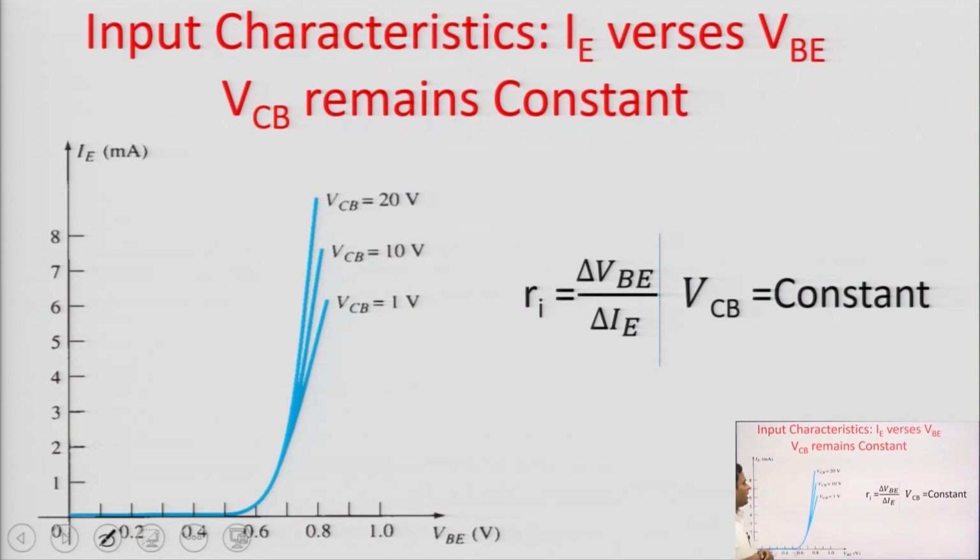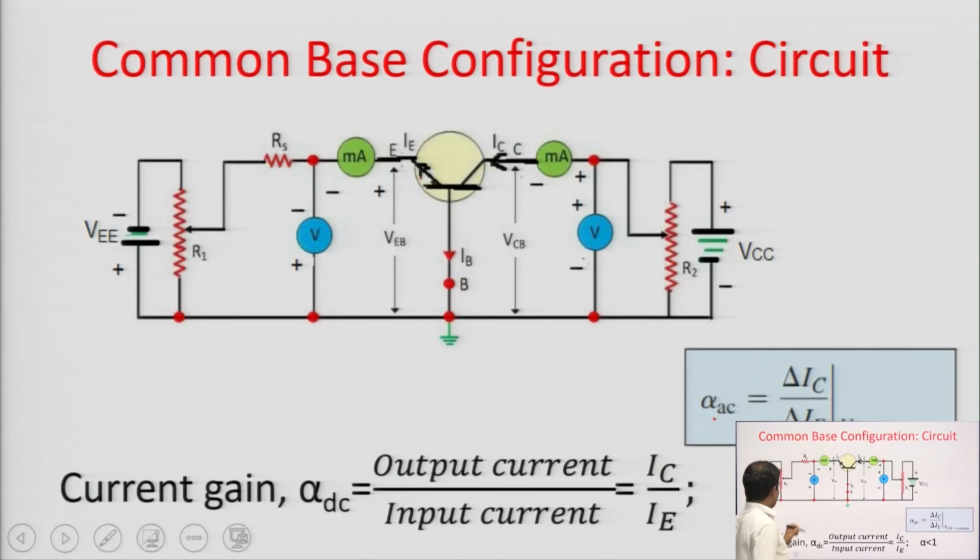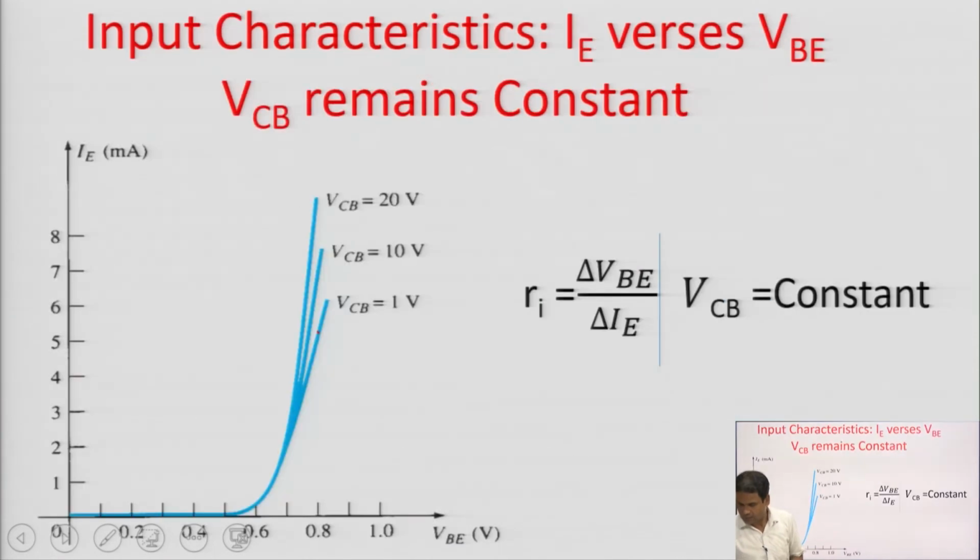So, first of all, we need to discuss the input resistance. What is input resistance? If we take 2 points here, this is the change in voltage, and if we draw the perpendicular to the y axis, it will be the change in current. This means input resistance is equal to change in input voltage upon change in input current at VCB constant. So, this is called input resistance.